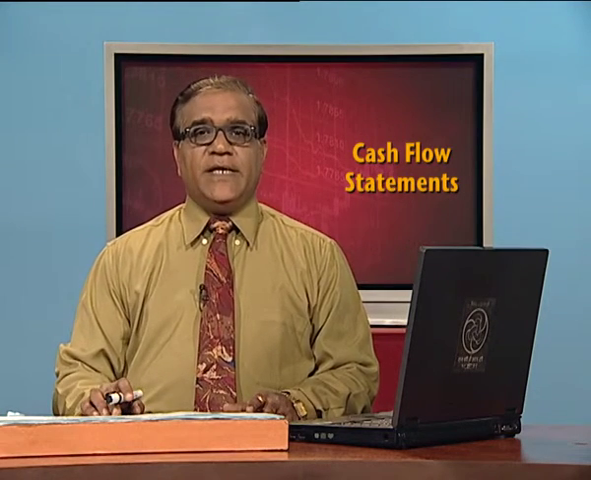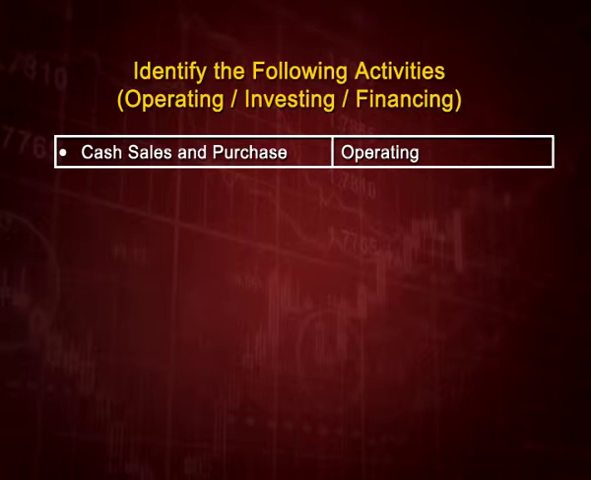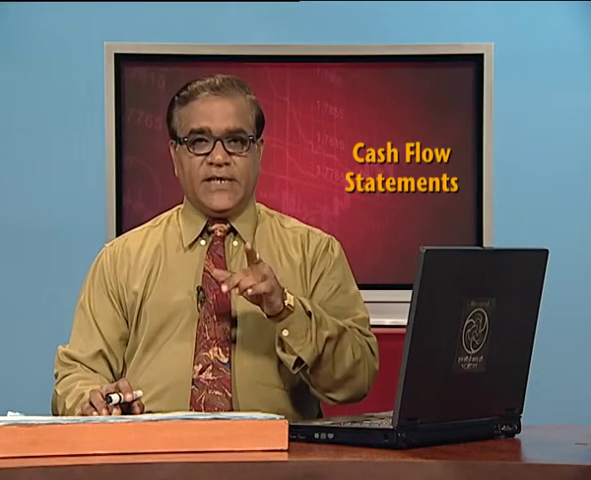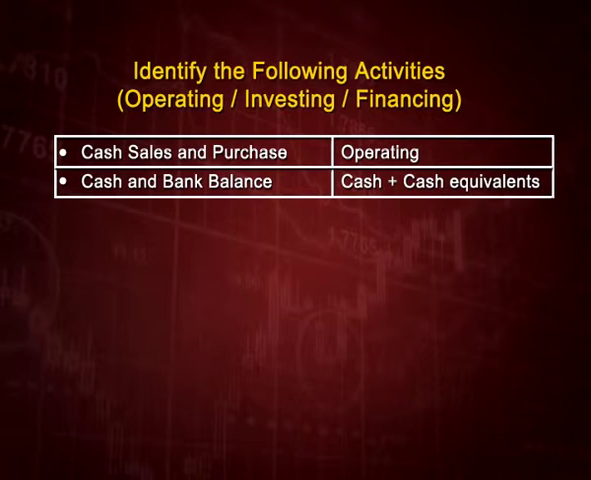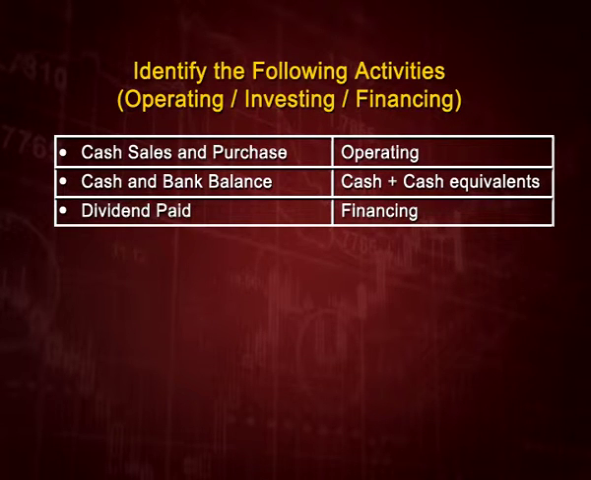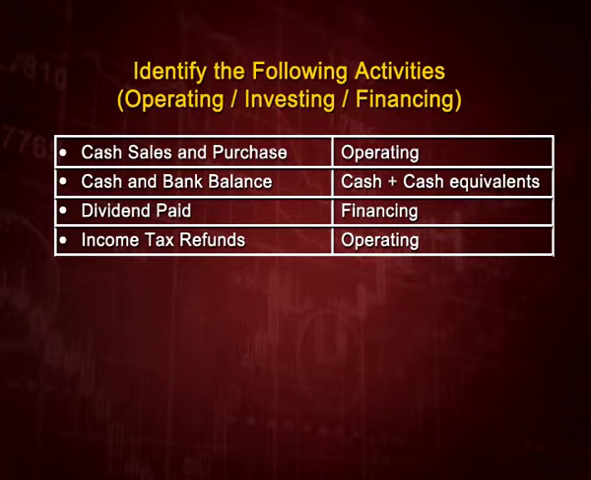Let us start with some basic questions first. Start identifying the following activities, whether they are operating, investing or financing. What is cash sale and purchase? Yes, it is an operating activity. When I will tell the activity, I will pause for a second, you think, and then I will start with the answer. Let us take the second point, cash and bank balance. Yes, it is cash and cash equivalent. Dividend paid, financing activity. Income tax refunds, yes, it is an operating activity.